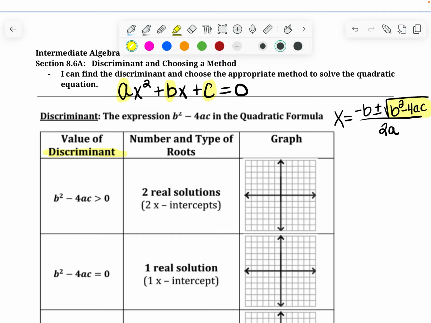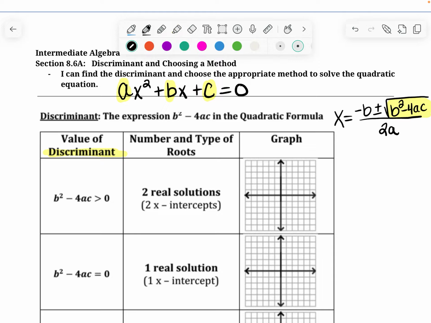And we're going to use the discriminant to help us figure out how many answers it has and what those answers are going to look like. So if the b squared minus 4ac part is bigger than 0, then we know that the equation has two real solutions, two x-intercepts.